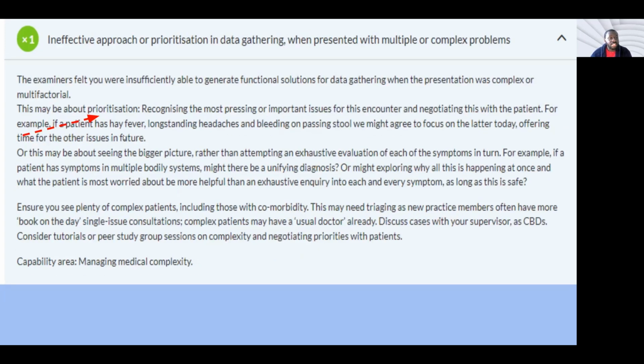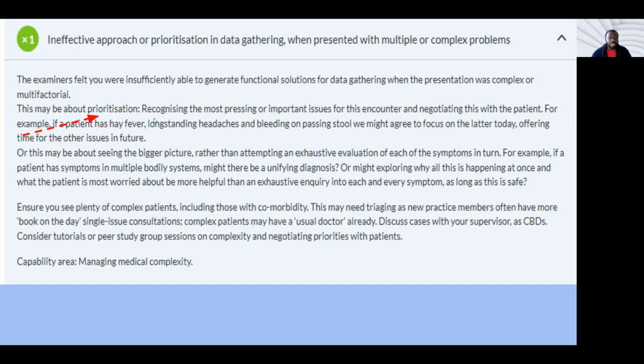And this other one says, ineffective approach or prioritization in data gathering when presented with multiple or complex problems. So if a patient has multiple problems, you and I know that it will be difficult to do that in 12 minutes, because you have 12 minutes for each case. So it's difficult to sort out multiple issues in 12 minutes. So what you have to do is find out which one is most urgent, which ones can wait, and which one cannot wait. And they're giving a very nice example here.